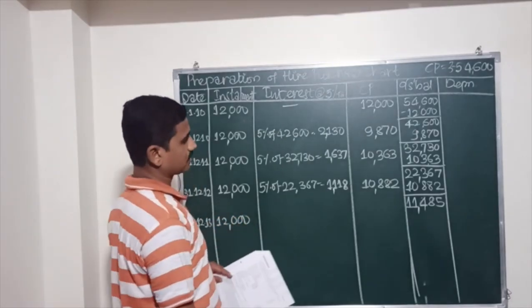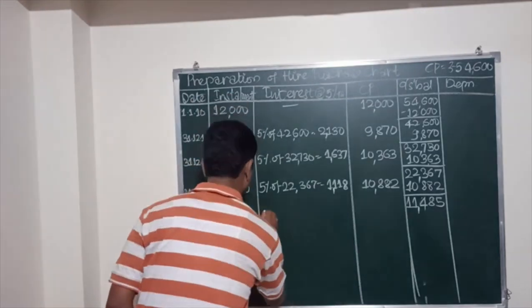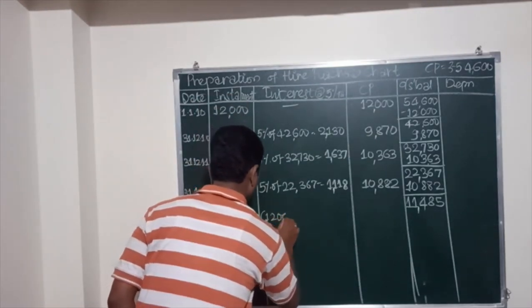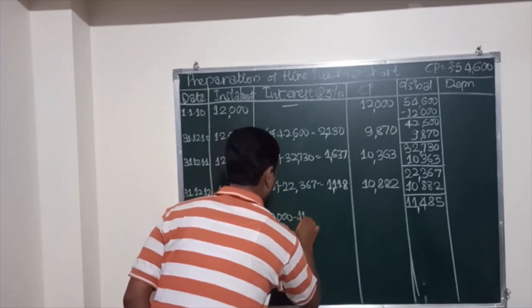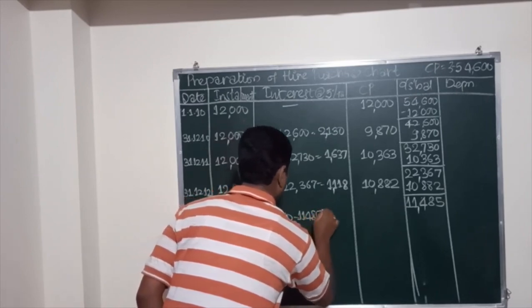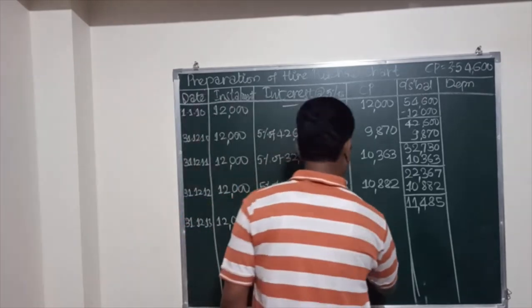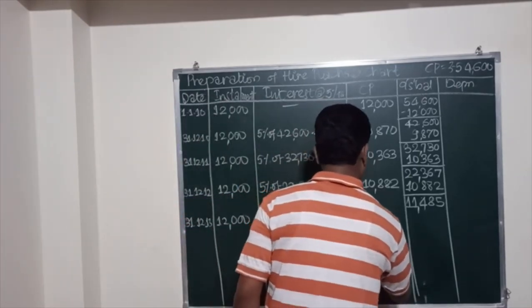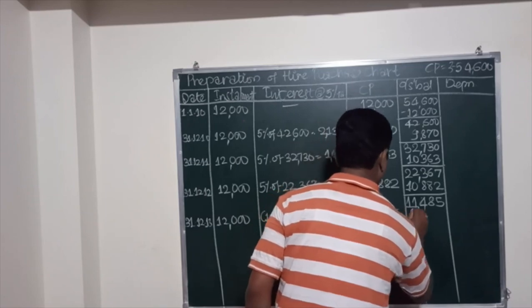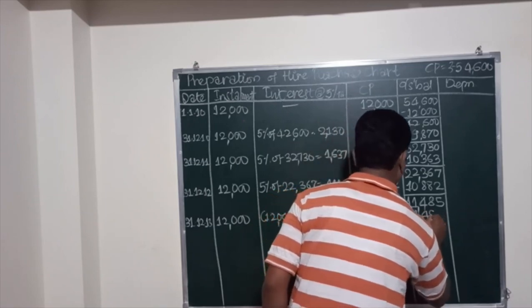As it is the last year, we should take the difference between these two here. So 12,000 minus 11,485, the difference here is 515. So here also 11,485, so there is no balance here.